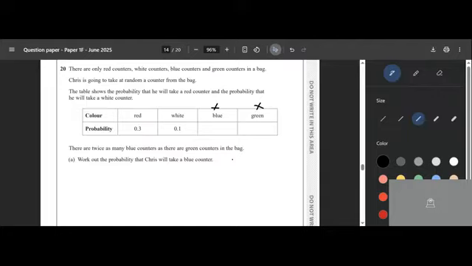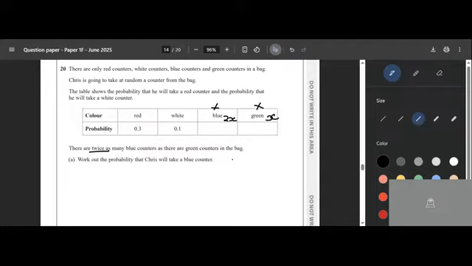So let us go straight back into the paper. You're told there are twice as many blue counters as there are green counters. Work out the probability that Chris will take blue counters. So twice as many blue as green. So it means that if green is x, the blue will be 2x.